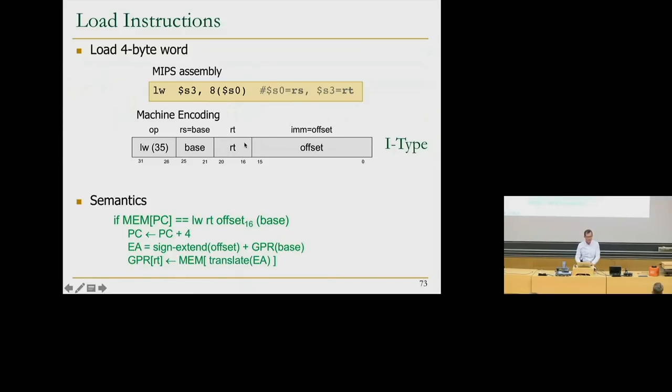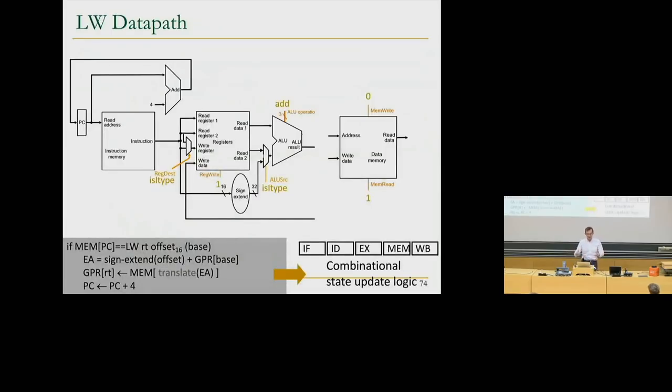So it's actually very similar to an I-type operation, right? This is immediate, RT is destination, RS is source. It's actually very similar, except the opcode is different, right? Okay, so we're going to use the same data path to incorporate load word. So what do we need over here? Well, PC plus 4 remains the same.